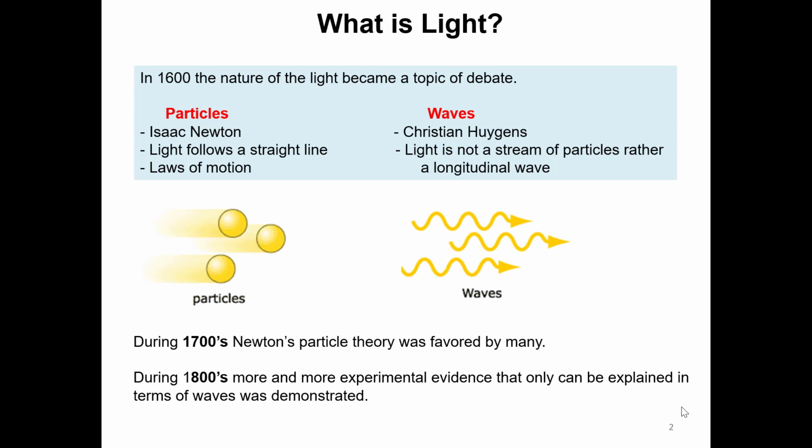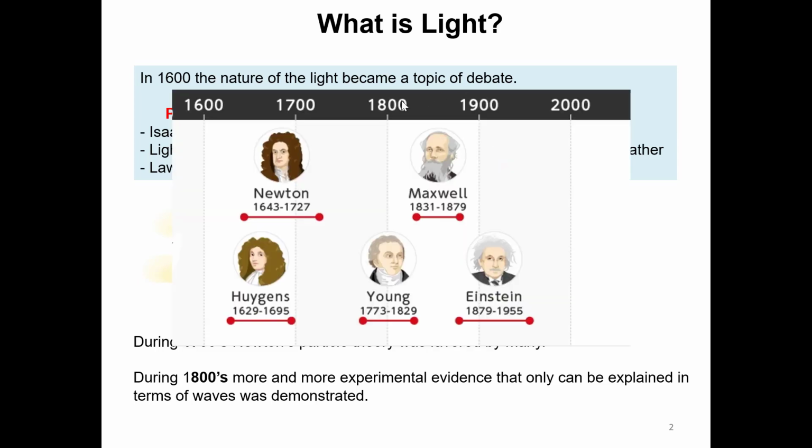Almost at the same time, Christian Huygens believed the best model that explained the nature of light was a wave model, because light has a frequency and a wavelength like a wave. He believed light is not a string of particles, but rather a longitudinal wave. And this happened between the 1600s and 1800s. Then let's see what happened during the 1800s.